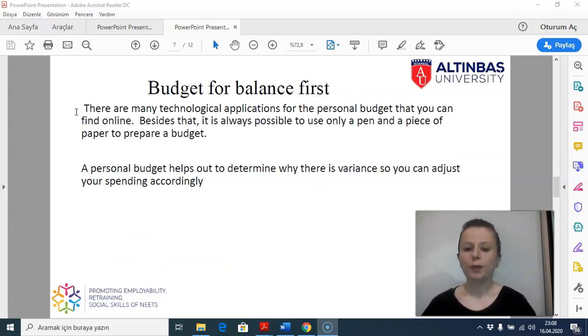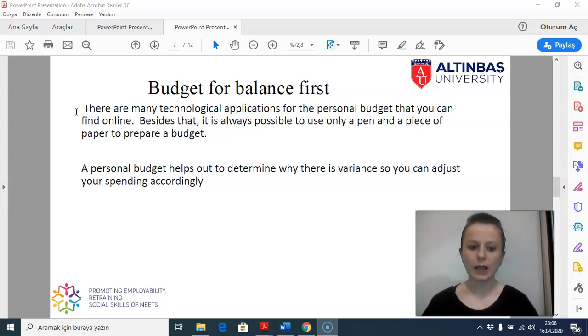How you can budget is actually an easy question to answer. There are many technological applications available right now. If you go to Google applications on your smartphone, you are going to see that there are many applications that you can download and just enter your income. Whenever you make a spending, you just enter that amount. It always gives you your balance of accounts, and then you can decide how you are going to save.